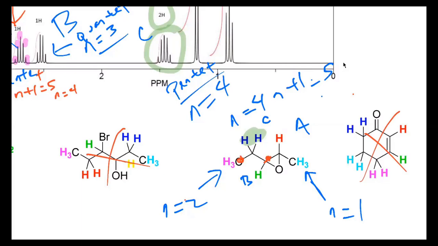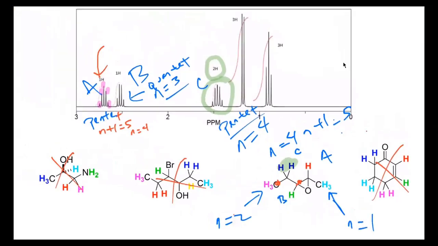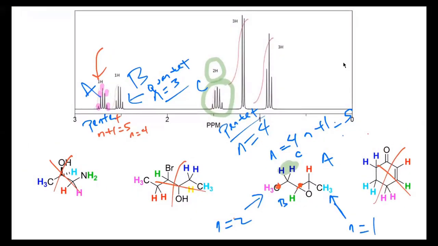All right. Now we've got a doublet and a triplet left, both integrating for 3 protons. So you know it's going to be one of the 2 CH3s. Which one of those would you expect to be a triplet? The pink one, on the left. If it's a triplet, that means N is what? 2, right? So which one of those 2 methyl groups has 2 neighbors? The pink one.